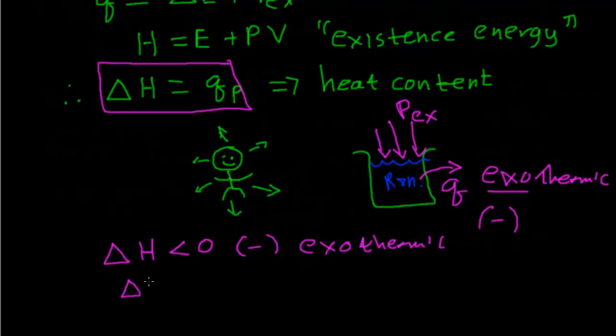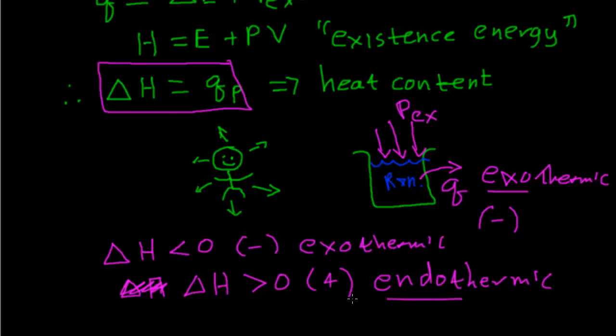If delta H is positive, greater than 0, then we're going to call the process endothermic because energy goes into the system. It's absorbing that heat energy because the energy is going into the system.